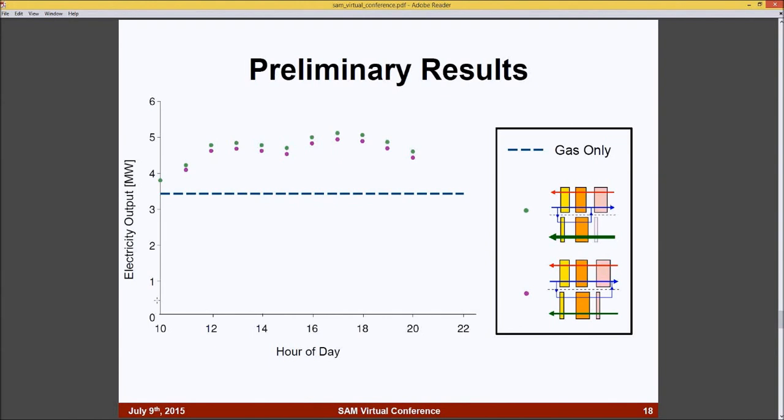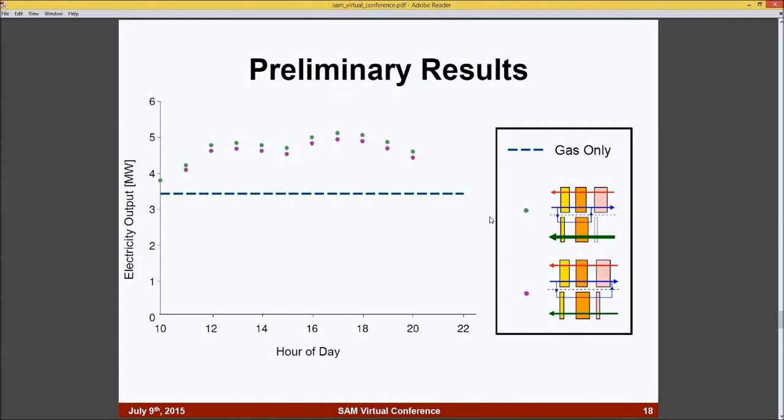Then we can look at what the hybrid systems would perform. The purple dot is the lower system configuration that you can see down on the right-hand side. In that system, the water stream runs through all 3 solar thermal heat exchangers. At the green dot above, we use a different water flow path where instead of running through all 3 heat exchangers, we only run through 2 of them. What you can see is that the electrical output is different for those 2 systems, as we might expect. That leads us to think that there might be an optimal configuration that we can go after.